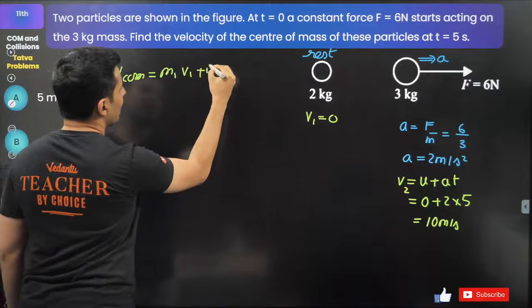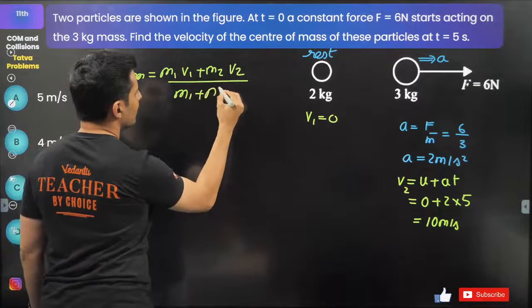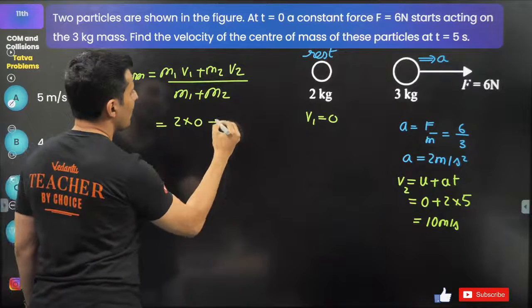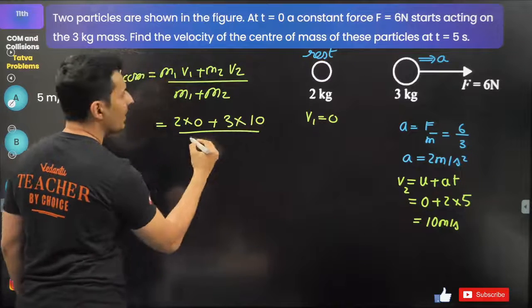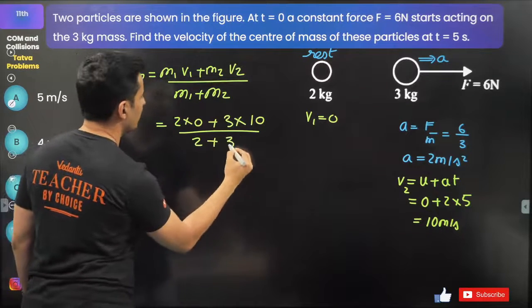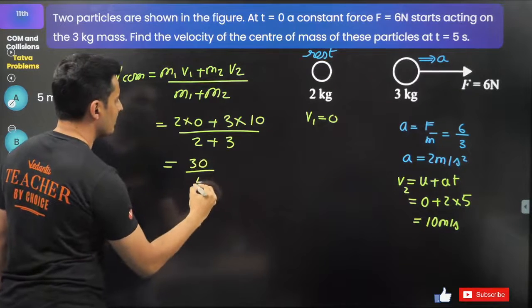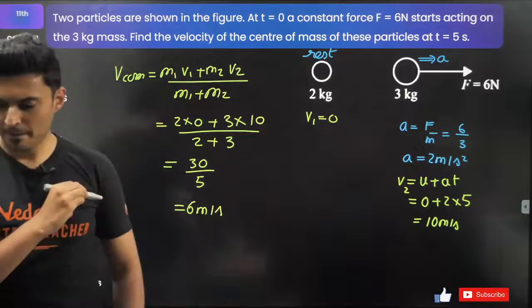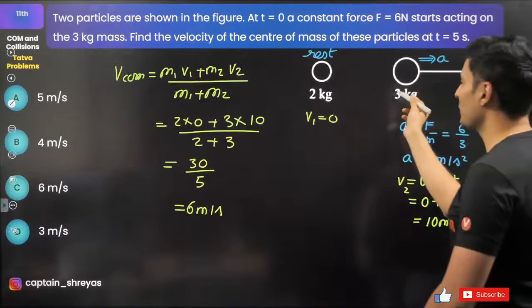So what is the velocity of the center of mass? m1 v1 plus m2 v2 by m1 plus m2. What is m1? m1 is 2. What is v1? 0. What is m2? It is 3. What is v2? That is 10. 2 into 0, 0. 3 tens are 30. 2 plus 3 is 5. So this will be 6 meters per second. 6 meters per second. Very good. Option C is correct.